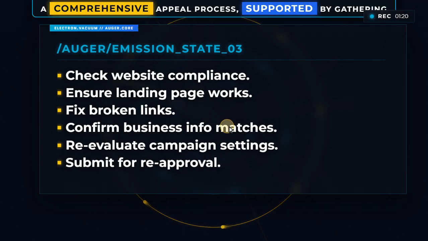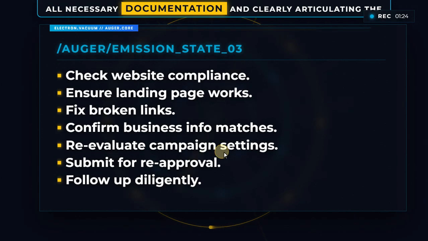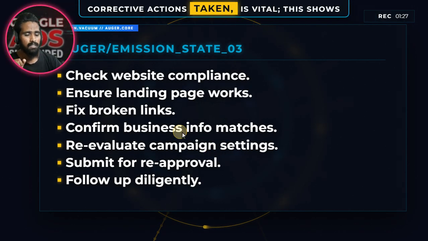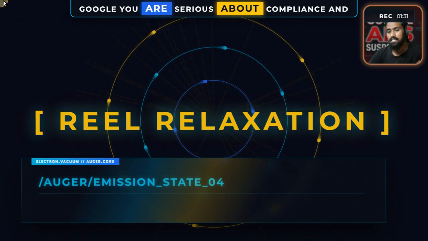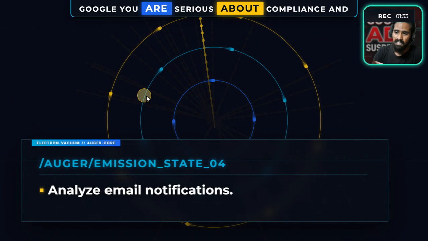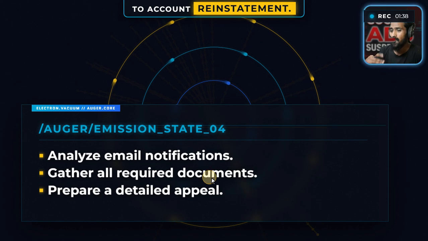Lastly, a comprehensive appeal process, supported by gathering all necessary documentation and clearly articulating the corrective actions taken, is vital. This shows Google you are serious about compliance and have systematically resolved the underlying problems, leading to account reinstatement.